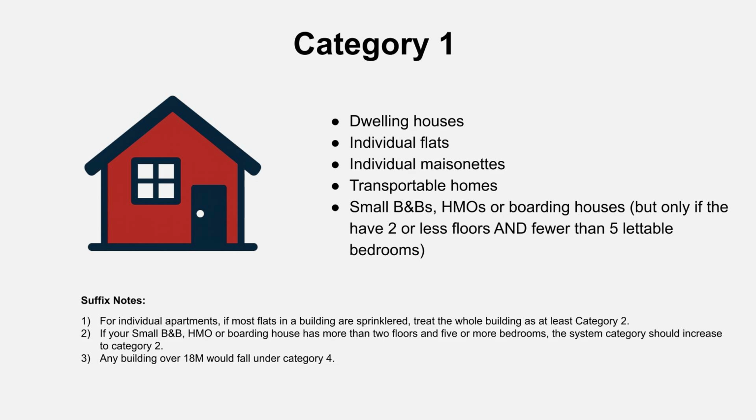1. For individual apartments, if most flats in a building are sprinklered, treat the whole building as at least Category 2. 2. If your small bed and breakfast, HMO or boarding house has more than 2 floors and 5 or more bedrooms, the system category should increase to Category 2. 3. Major note: any building over 18 meters would fall under Category 4.